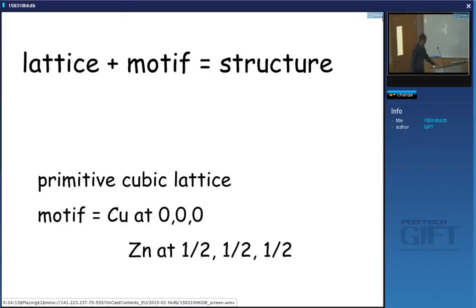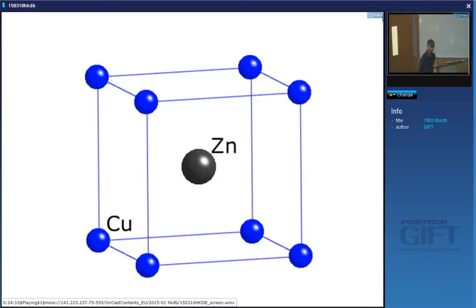So if I look at this, how many lattice points are there in this unit cell? Just one, because it's primitive, right? And how many atoms in the unit cell? Two, because the motif has two, right?